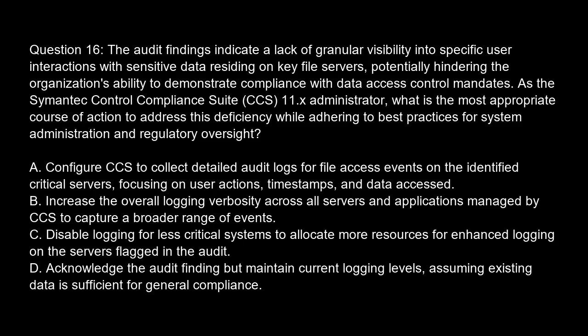Option A. Configure CCS to collect detailed audit logs for file access events on the identified critical servers, focusing on user actions, timestamps, and data accessed. Option B. Increase the overall logging verbosity across all servers and applications managed by CCS to capture a broader range of events. Option C. Disable logging for less critical systems to allocate more resources for enhanced logging on the servers flagged in the audit. Option D. Acknowledge the audit finding but maintain current logging levels, assuming existing data is sufficient for general compliance.